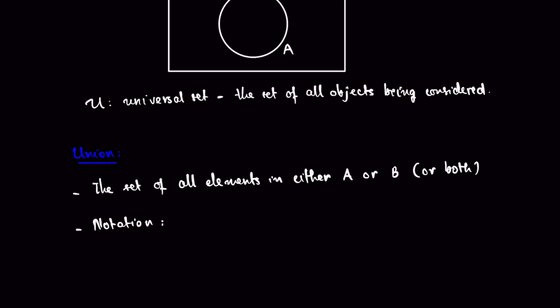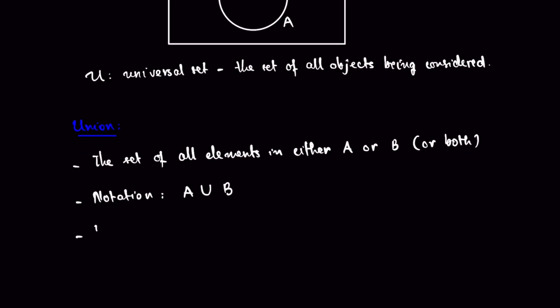is that if I have two sets, set A and set B, I'm going to use this notation A union with B. For the set builder notation, you have A union with B written as the set of all elements x such that x is an element of A or x is an element of B.